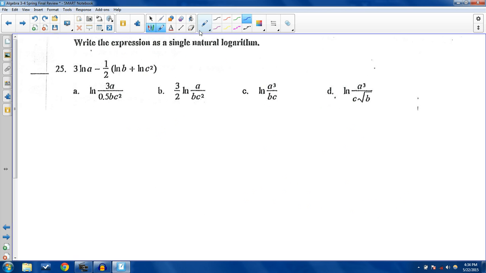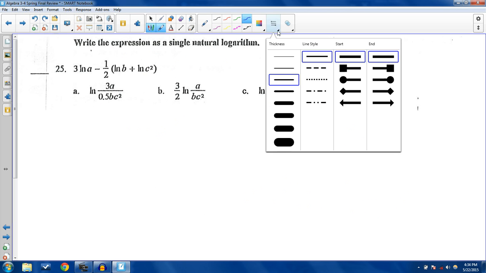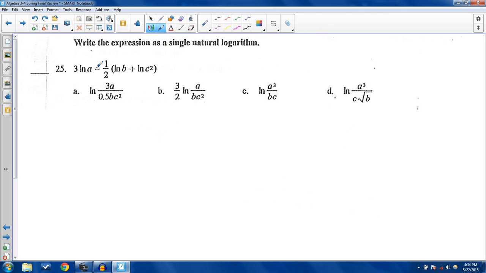Number 25, write the expression as a single natural logarithm. So just as we did before with the other log problems, the same thing, only this one has a lot more to work with. Notice how this has another negative here, so you can deal with the negative like I did last time if you bring the whole negative up on top. I'm not. I'm just going to take a positive 1/2 up there. So I'm going to take the positive 3 up here, do that with the natural log of A. And take the positive 1/2 and bring that all outside here, all the way on the outside.